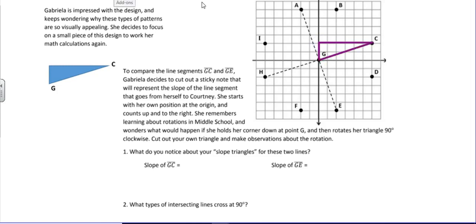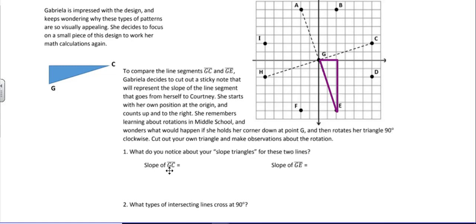She remembers learning about rotations in middle school and wonders what would happen if she holds her corner down at point G, then rotates her triangle 90 degrees clockwise. Cut out your own triangle and make observations about the rotation. She's going to hold point G down and rotate 90 degrees. So after I have rotated the triangle, I can see that this segment lies directly on segment GE. It coincides.